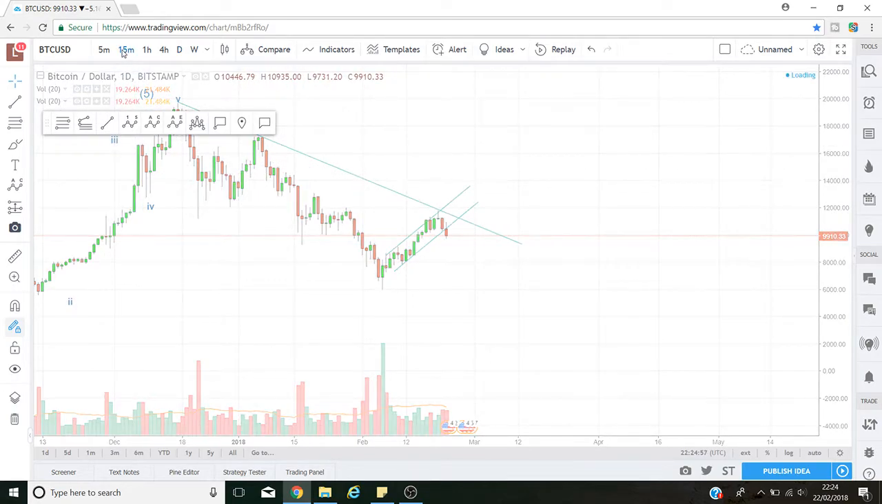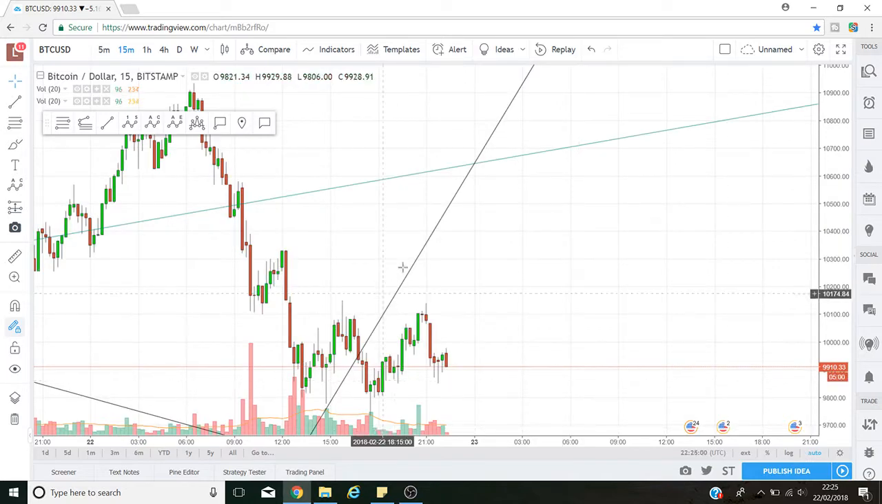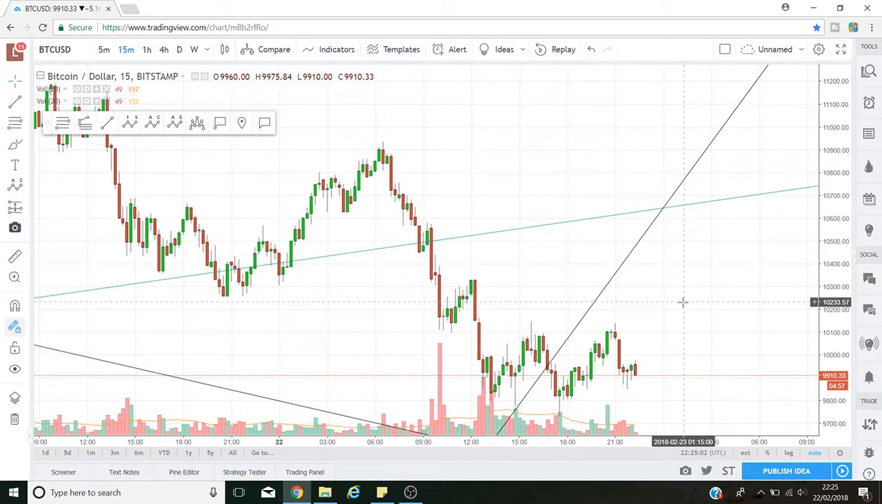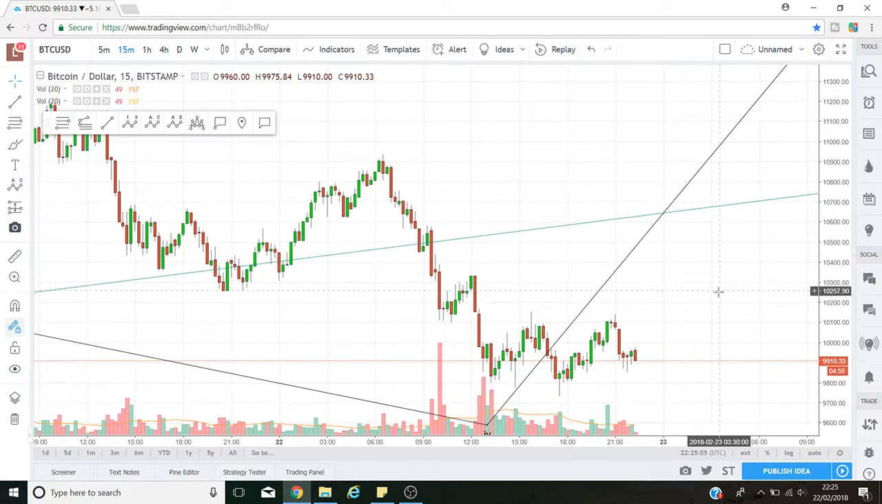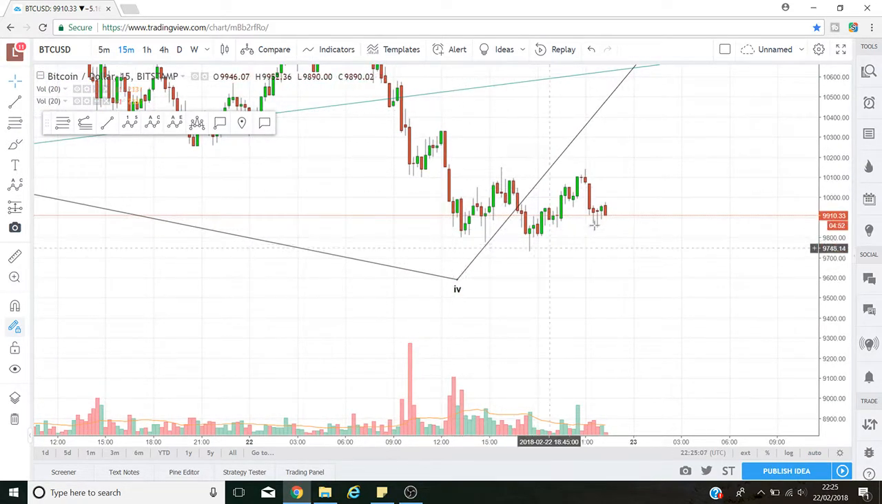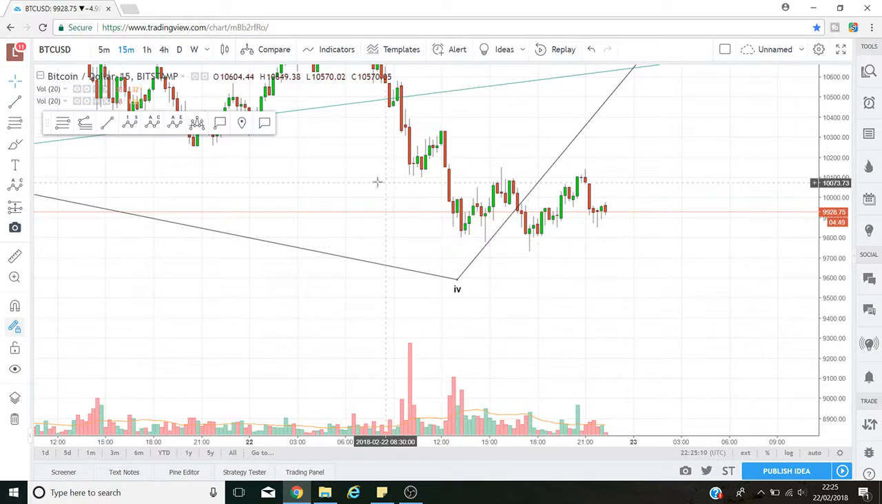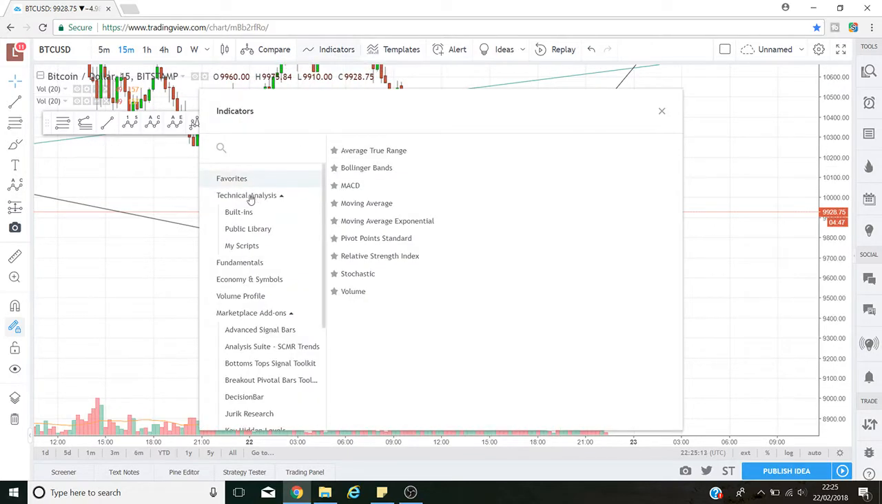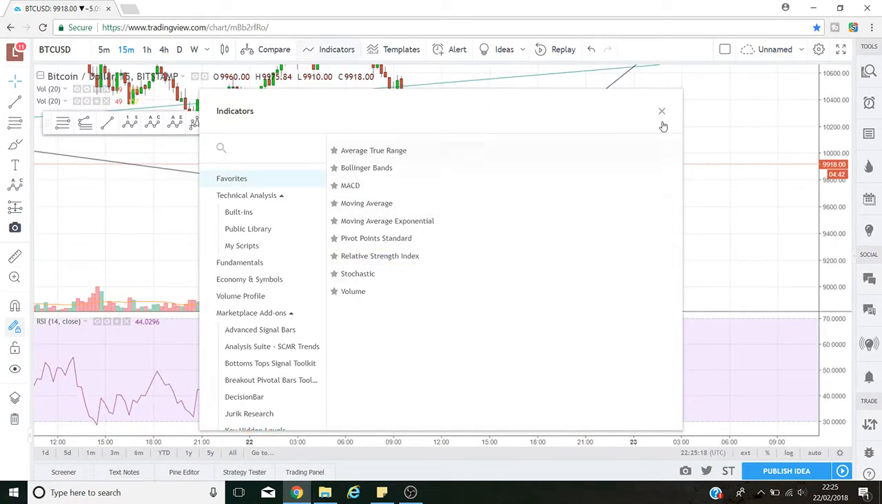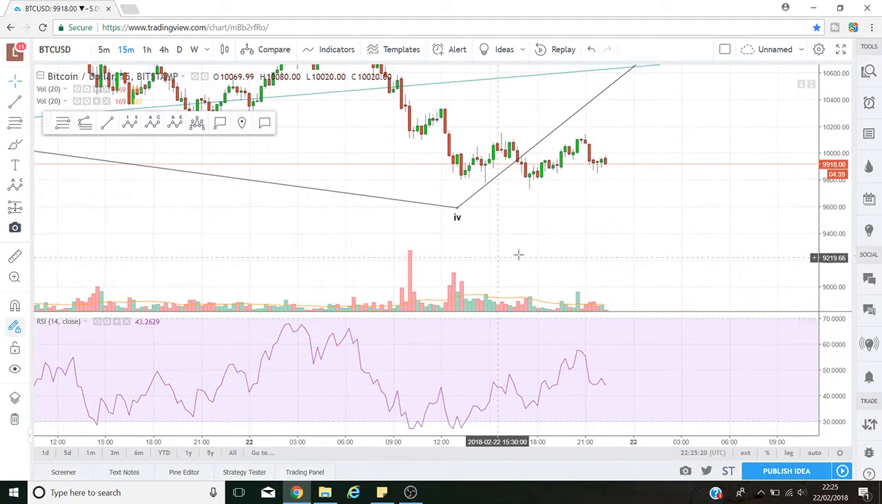So now, as I said, we're going to look at the chart on a smaller degree. So this is our 15-minute chart. I believe it's bottomed out wave 4 here. If we go and look at our indicators, let's open up RSI. This is my favorite oscillator, the RSI. So if you can see here, we've got a low and a higher low on the RSI, whilst if you compare that to the chart, we've got a low and a lower low here. This is what we call divergence.